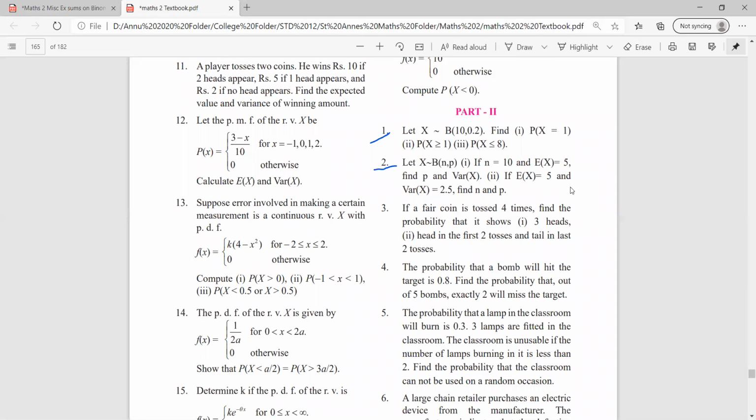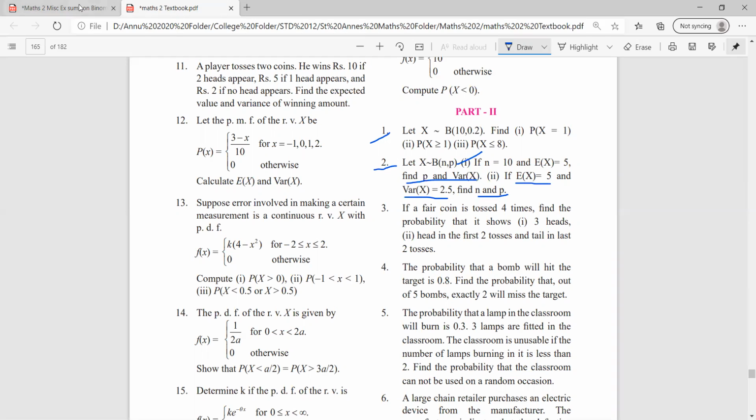This particular sum is very, very important from the exam point of view. So let's see what this question tells us. X belongs to binomial n comma p. There are two conditions which you have to solve over here. If n is equal to 10 and E of X is 5, they are telling us to find out p and variance of X. In the second condition, they have told E of X is 5, V of X is 2.5. You have to find the value of n and p.